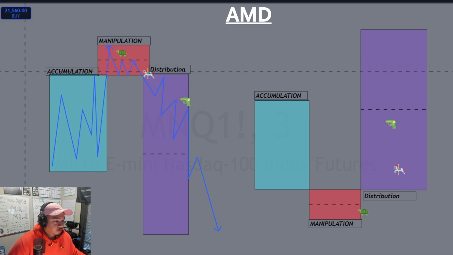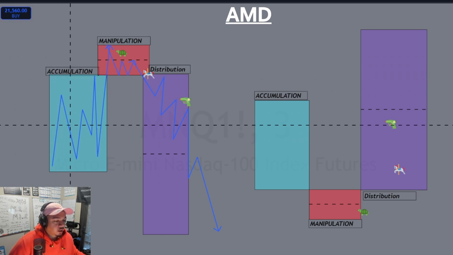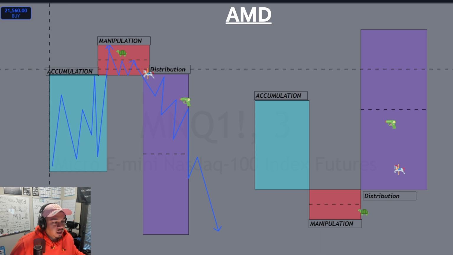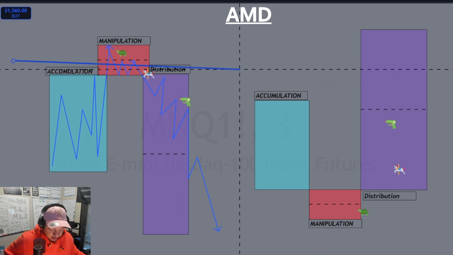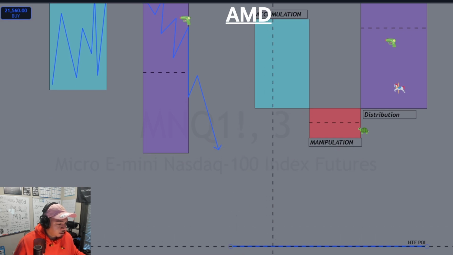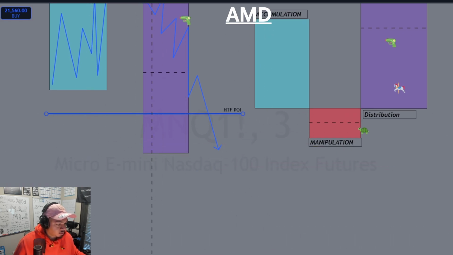The key for all of this is waiting for accumulation. So you're waiting for basically price to range back and forth and then break out to the upside for the buy side trade. And what we want to see is price actually hit what's known as a higher time frame POI. Let me move these up just to show you guys.